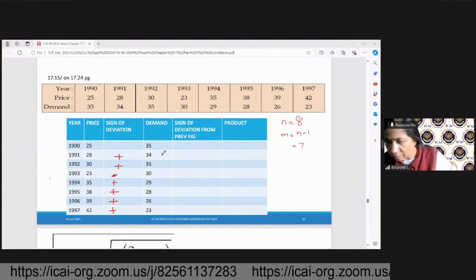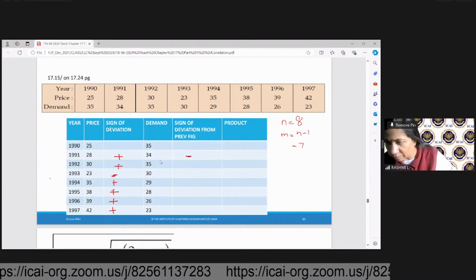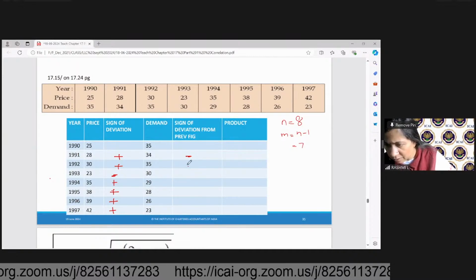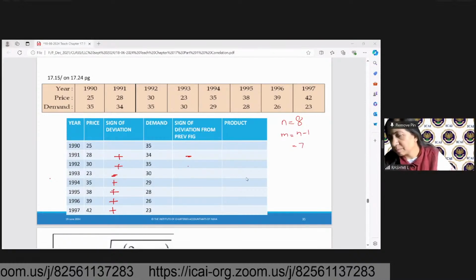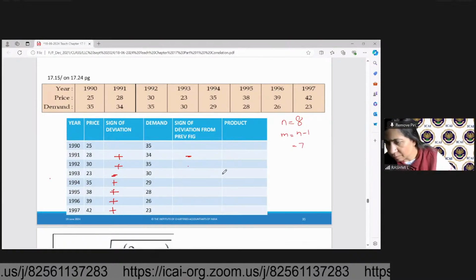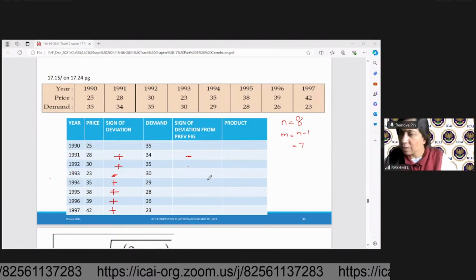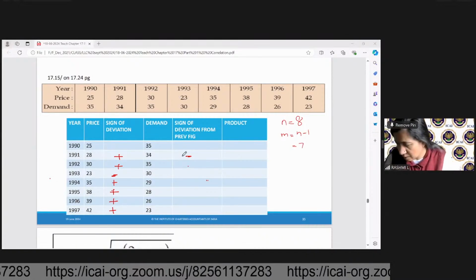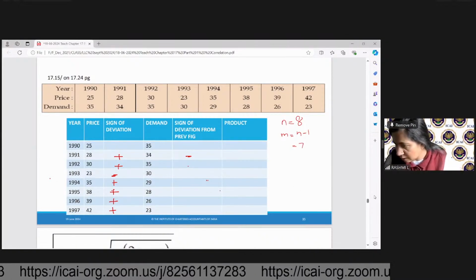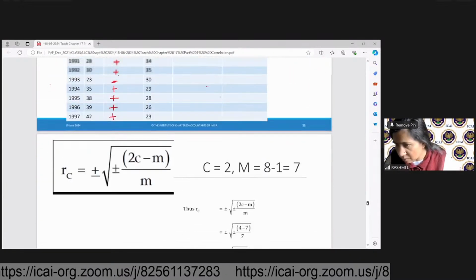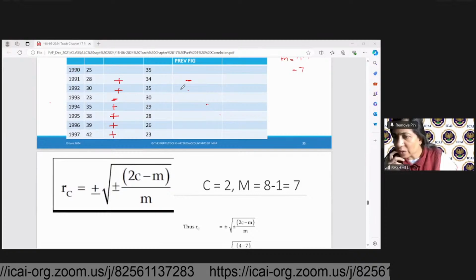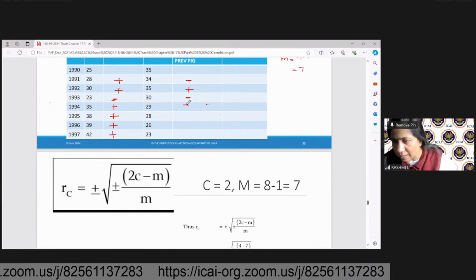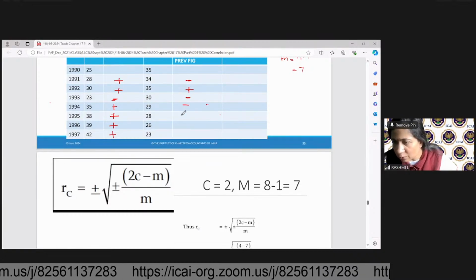35 to 34, negative. 34 to 35, there is a plus sign. 35 to 30, negative. 30 to 29, negative. 29 to 28, negative.